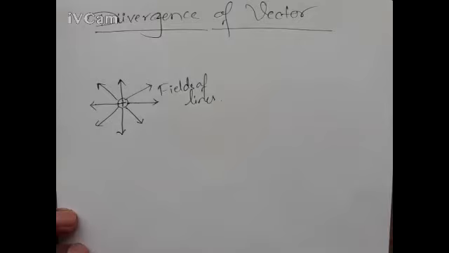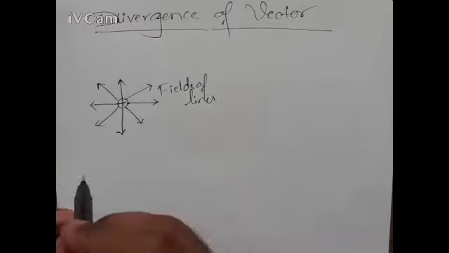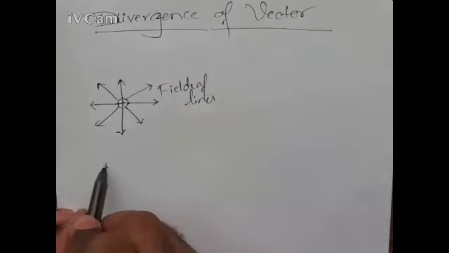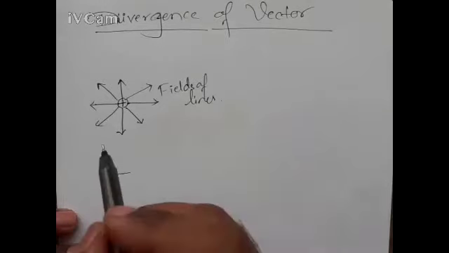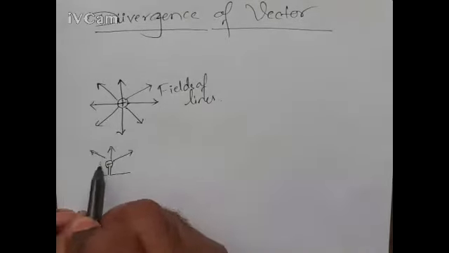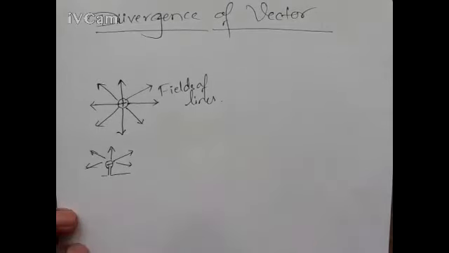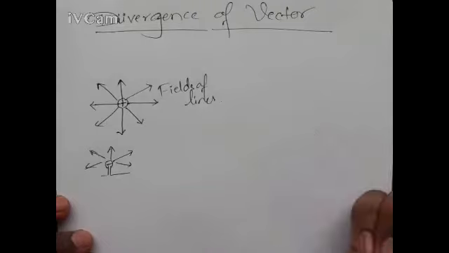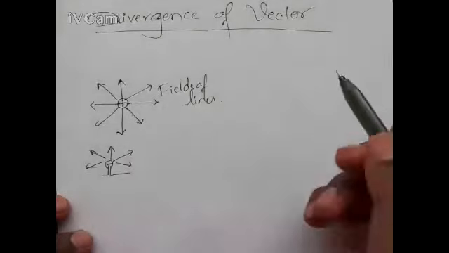Or if you say the torch, when a light source is there, say this is a light source, what happens? The light will diverge from a single point. When I switch on the bulb, the light will diverge from a single point. That is the divergence. So this is the divergence of the vector.